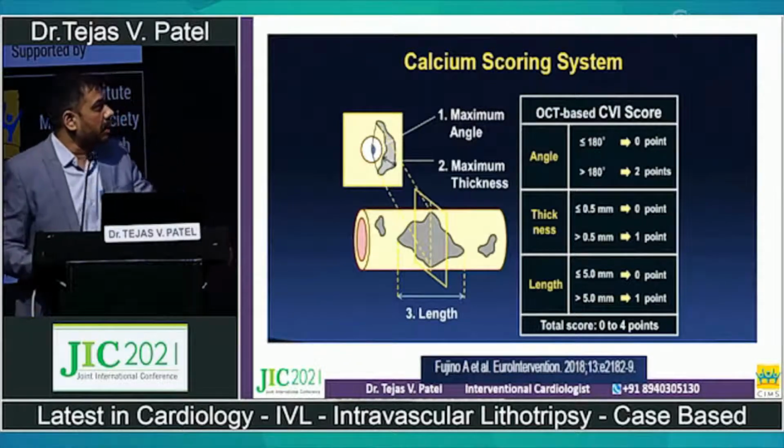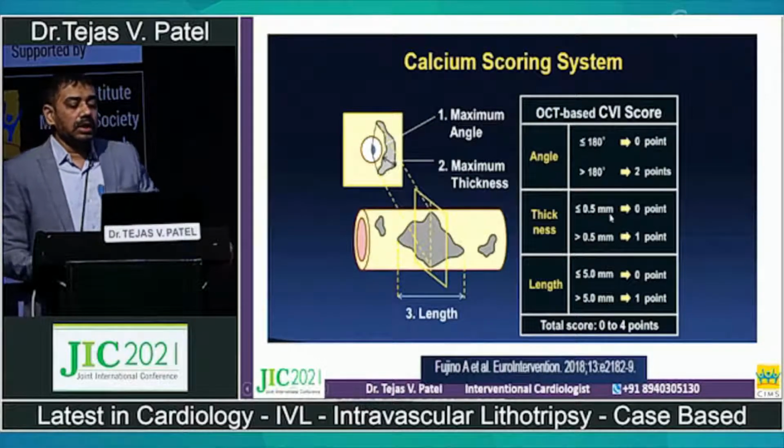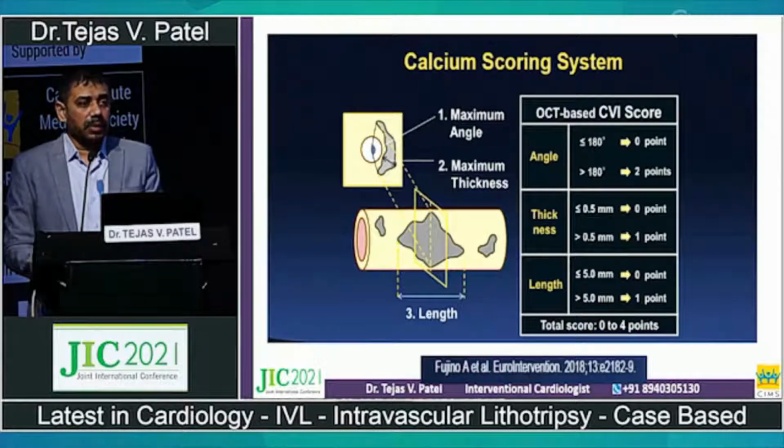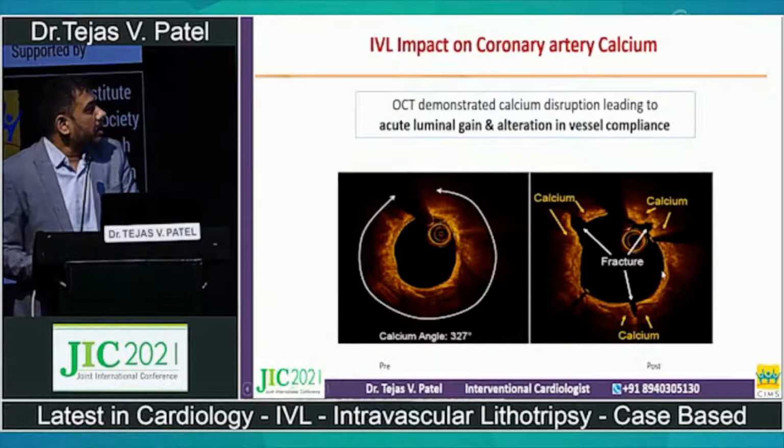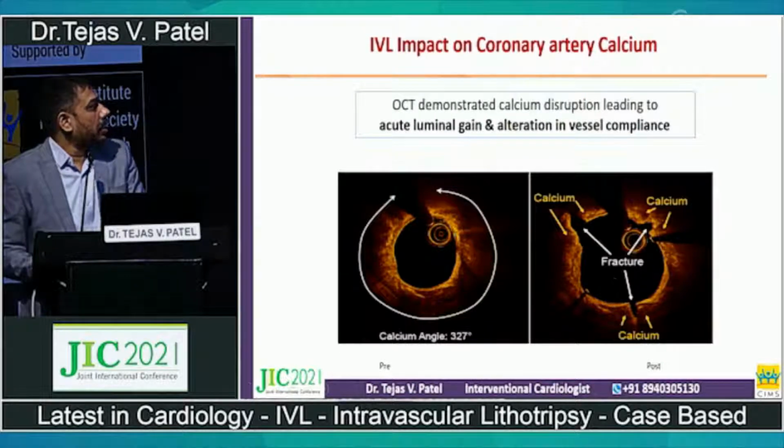Calcium scoring system. This is the OCT-based calcium scoring system, and based on that, the angle of the calcium, let's say a ring calcification, or how circumferential the calcium is, the thickness of the calcium, and the length of the calcium, through which we can define the severity of the calcium. All these things we can measure inside the coronary plaque through the OCT. So, OCT demonstration of this calcific plaque: after delivering the IVL, you can see there is a cracking of the calcium, and that will give the immediate luminal gain, and later on very good stent apposition and long-term good outcome.